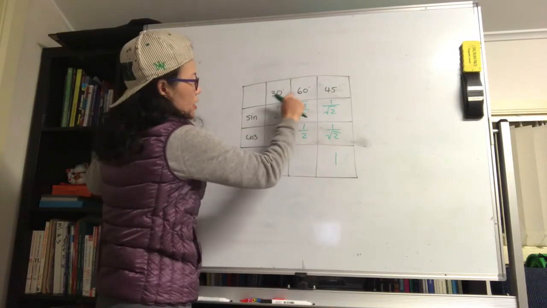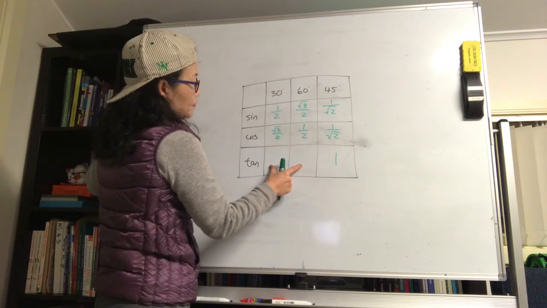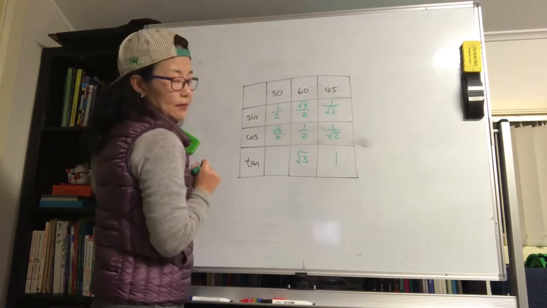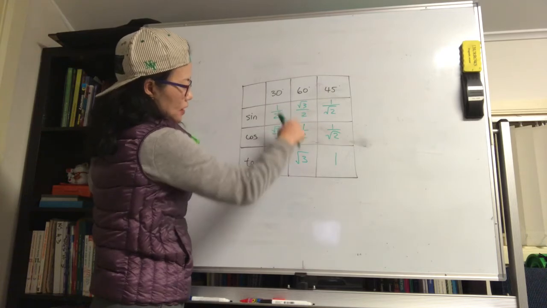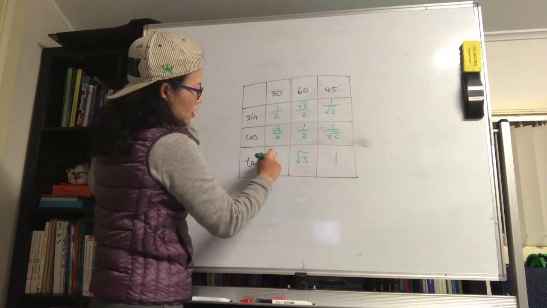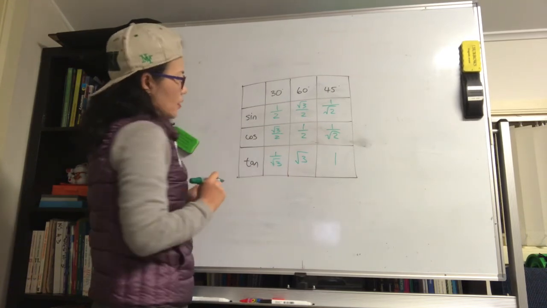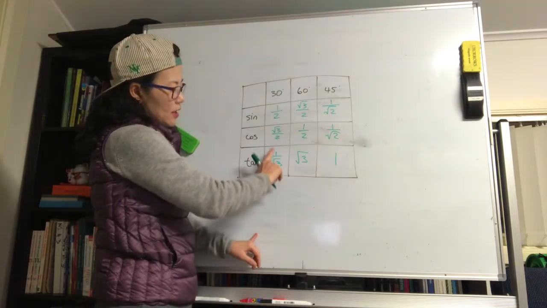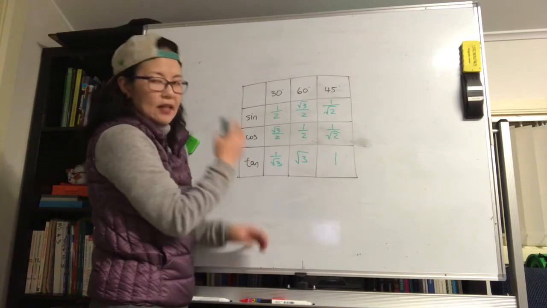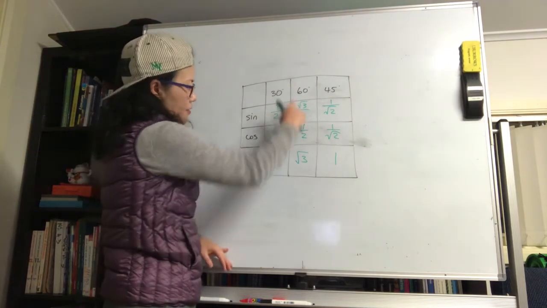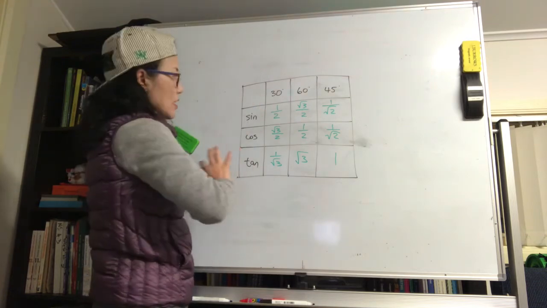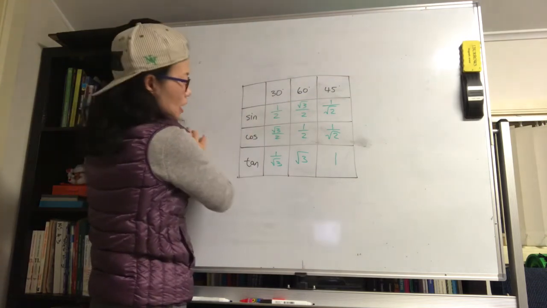Now 30 and 60, tan here. Now 60 is the bigger one, and it's root 3. So remember, root 3, and here is 1 over root 3. Okay, 30. So 30 is smaller than 60. So therefore the value is 1 over root 3. That's how I remember. And then 60 is bigger, root 3. So these are the exact values of the trig ratios of 30, 60, 45.